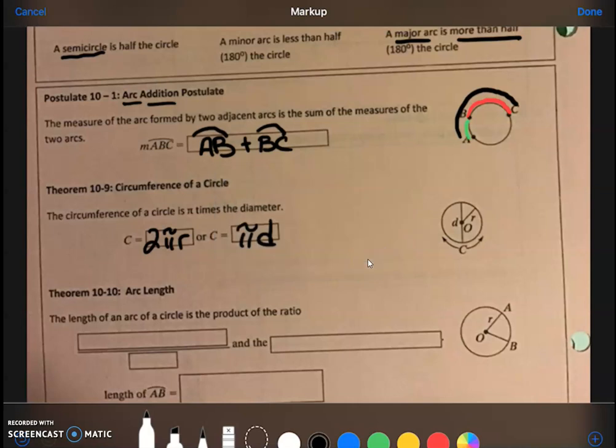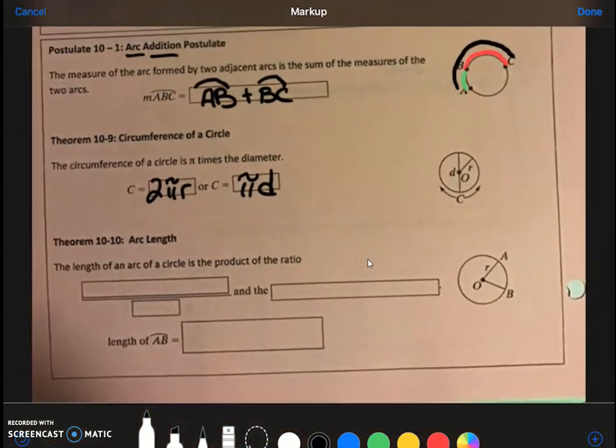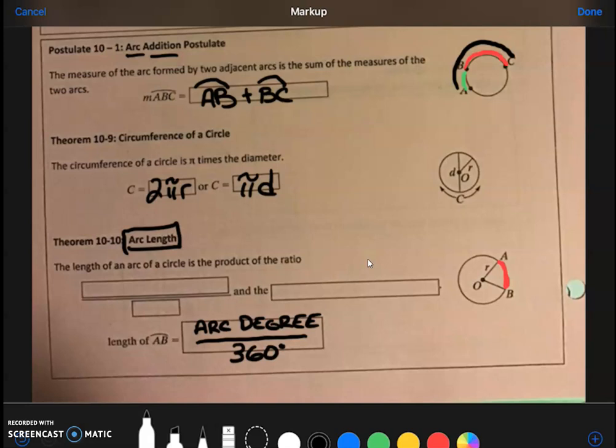Okay. And then finally, the most important theorem of the day is going to be arc length, not arc degree, arc length. And so if I want to know the physical distance of this red arc here, how long is it in inches, in centimeters? Here is the formula. You would take the arc degree, and that could be 90 degrees, 80 degrees, who knows, divided by the entire circle. How many degrees is an entire circle? Well, that's 360 degrees.